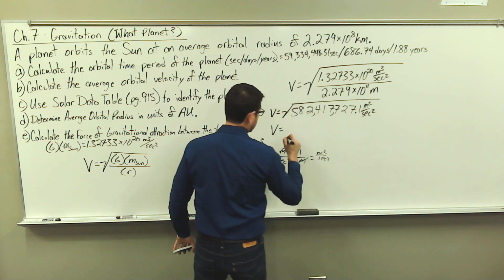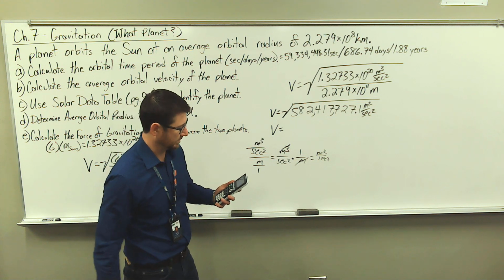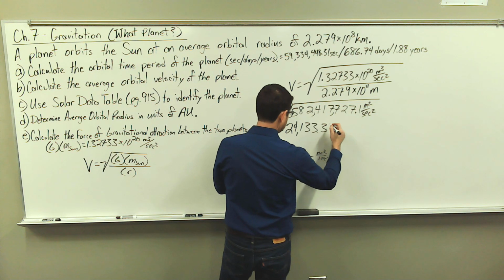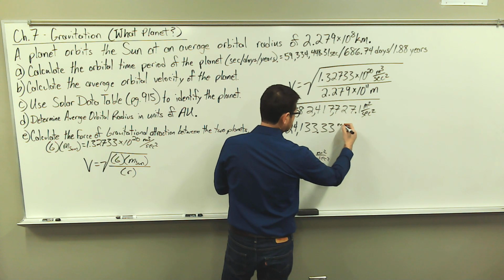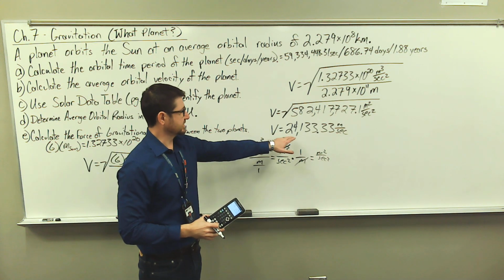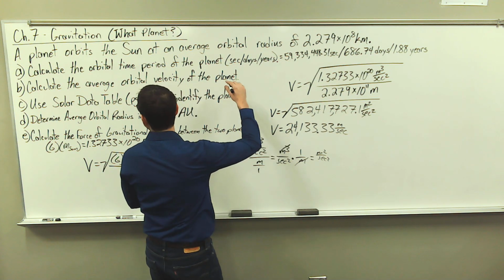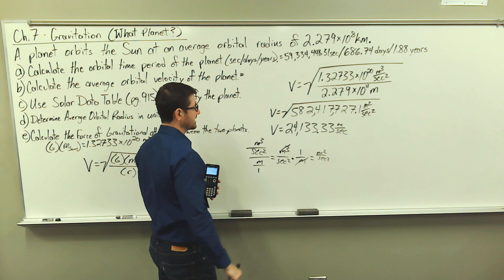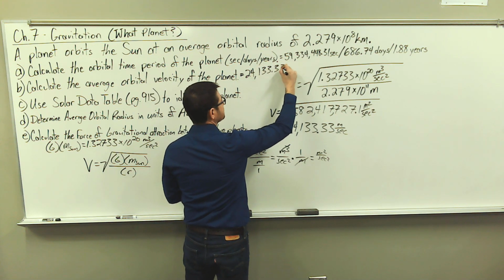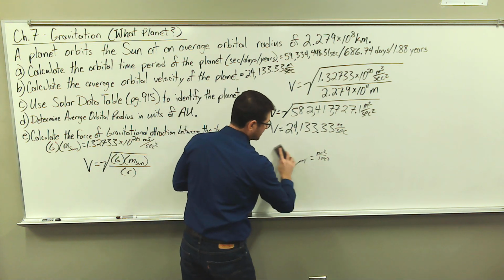And our velocity, let's go ahead and take the square root of this very large number here. So our average orbital velocity is 24,133.33 meters per second. So it's moving through space at a very high speed. We'll go ahead and write this value down. All right, I'm going to erase all of the algebra here.